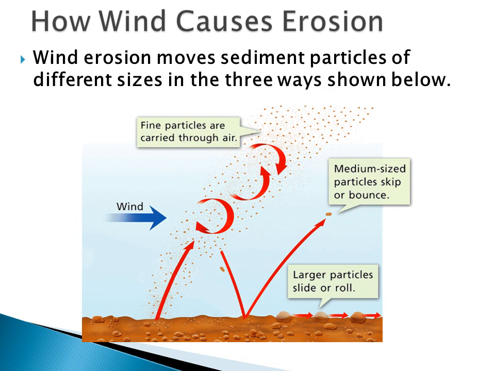So as you can see in the figure, there are three ways by which wind erosion moves sediment particles. First, fine particles are carried through the air. Second, medium-sized particles skip or bounce. And third, larger particles slide or roll.